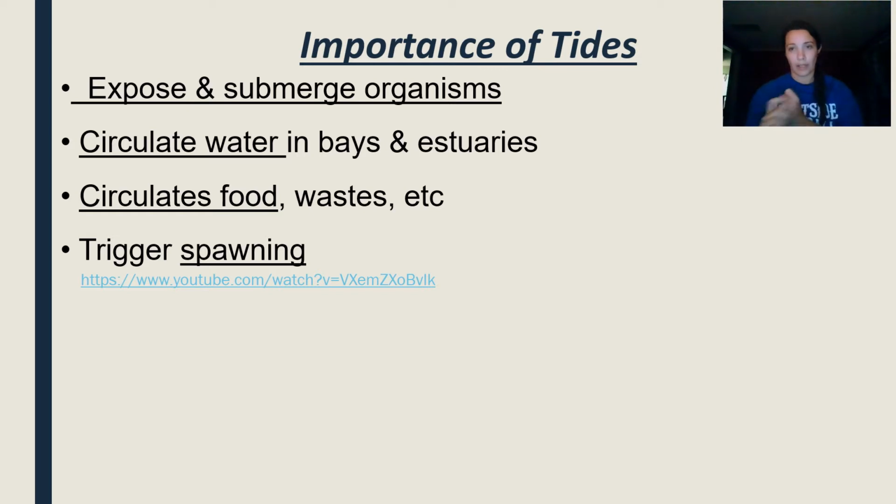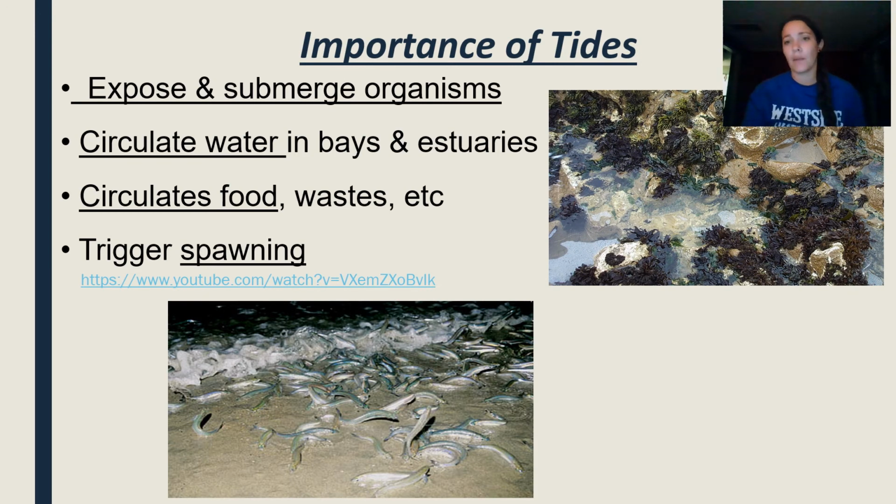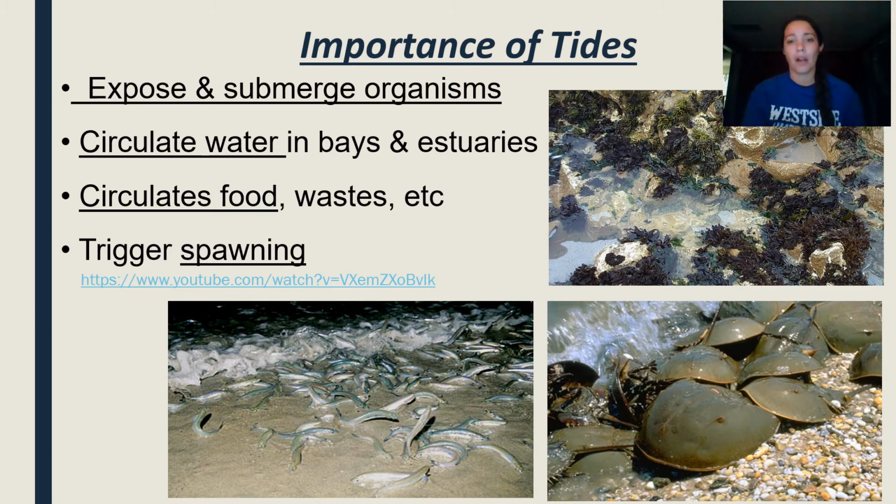Tides expose and submerge organisms. Some organisms, like sea turtles, rely on the tides to bring them up to shore so they can lay their eggs and then bring their babies back out to the water. There are other organisms that rely on it. We have sea urchins here. Kelp relies on it. We have some fish that spawn on the surface. I don't want to give it away. There's a video later on. It helps circulate water into the bays and estuaries, helps mix that salt and fresh water, circulates food, moves waste out, and it helps with spawning, helps allow things to grow, reproduce, etc.